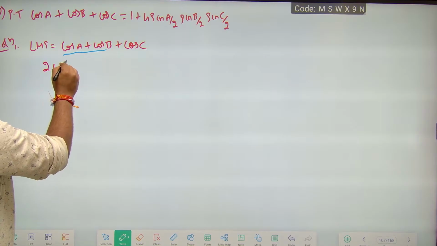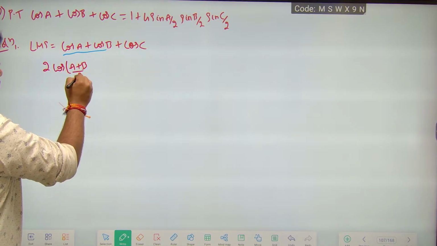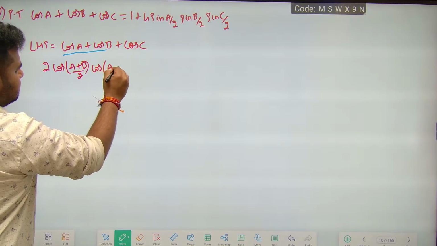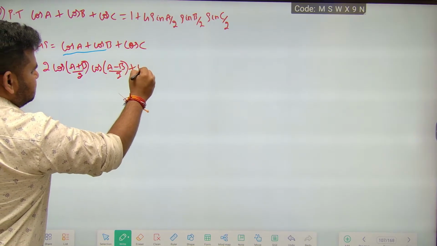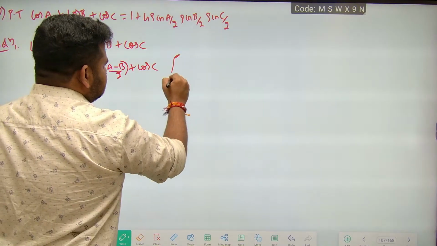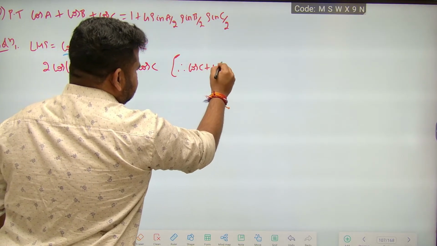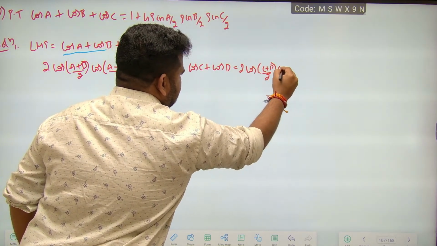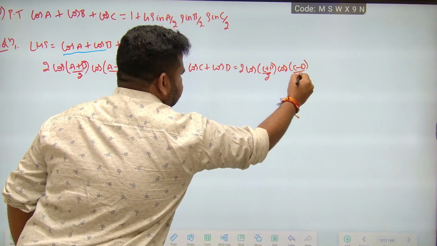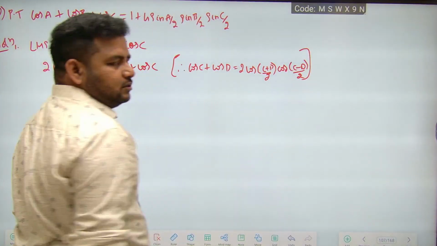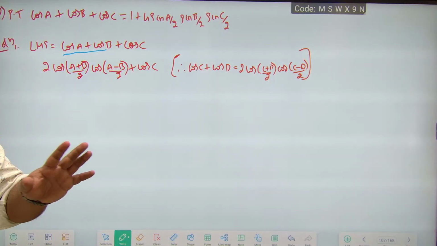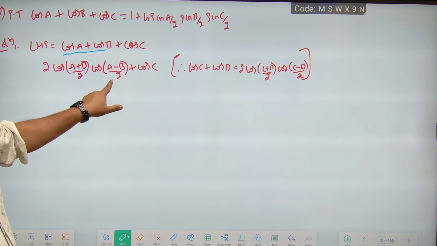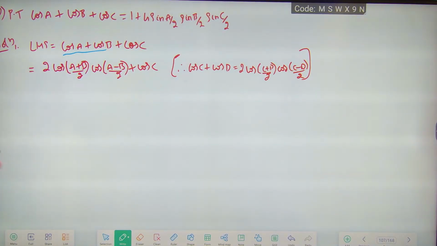This should be 2 cos (A plus B) by 2 into cos (A minus B) by 2 plus cos C. Here you have to write the reason. Therefore, cos C plus cos D is equal to 2 cos (C plus D) by 2 cos (C minus D) by 2. This is what I have applied. It carries marks. Everything carries marks. If you want to get 75 out of 75, you have to pay attention to the details. Even small things matter.